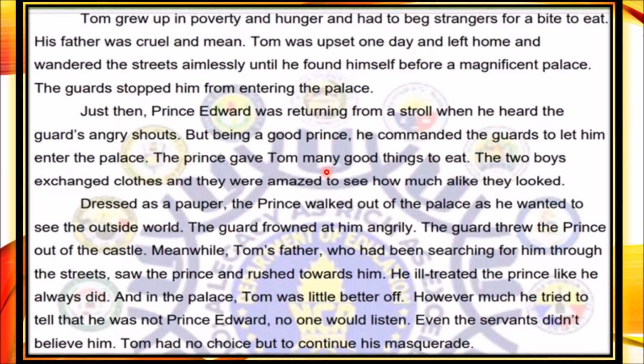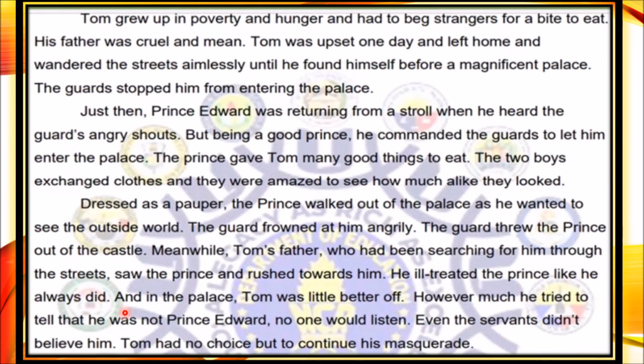The prince gave Tom many good things to eat. The two boys exchanged clothes and they were amazed to see how much alike they looked. Dressed as a pauper, the prince walked out of the palace as he wanted to see the outside world. The guard frowned at him angrily. The guard threw the prince out of the castle. Meanwhile, Tom's father, who had been searching for him through the streets, saw the prince and rushed towards him. He ill-treated the prince like he always did.